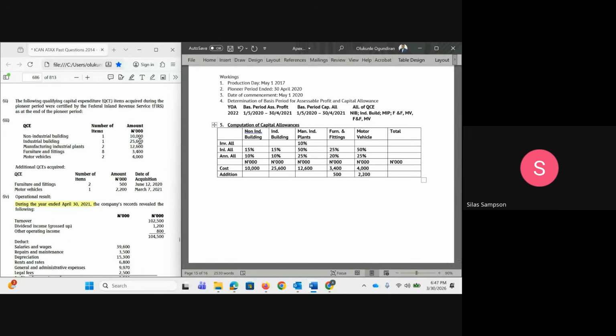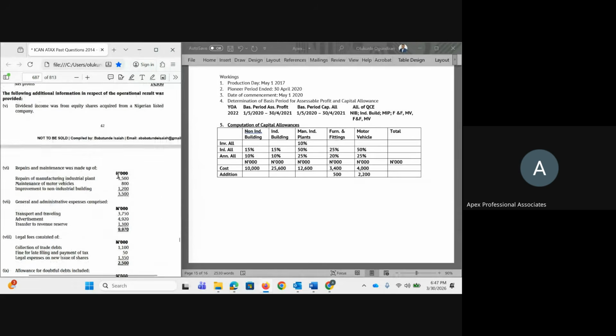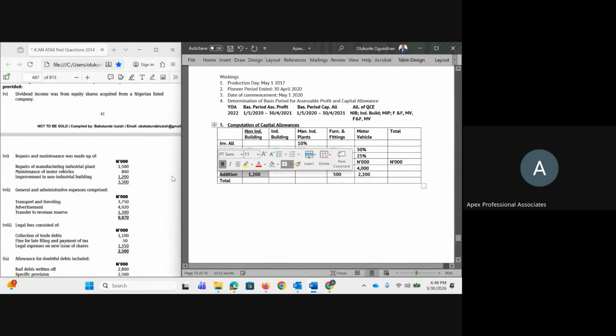Additional improvement to building, right? So don't forget that if you disallow it, it goes to a non-industrial building. So you call it how much? 1,200. Improvement to building is 1,200.